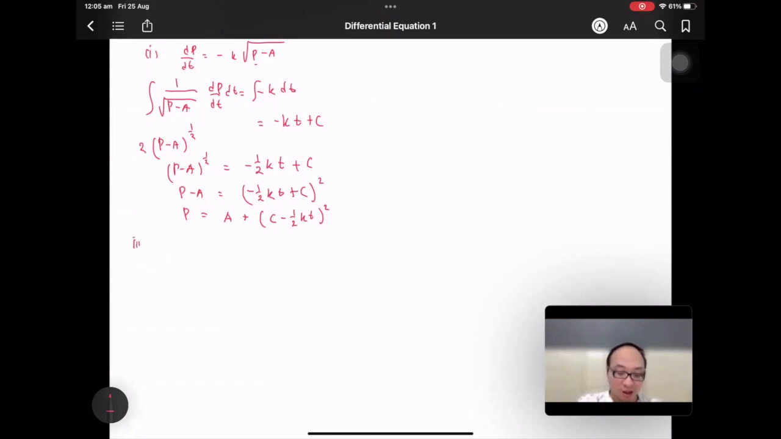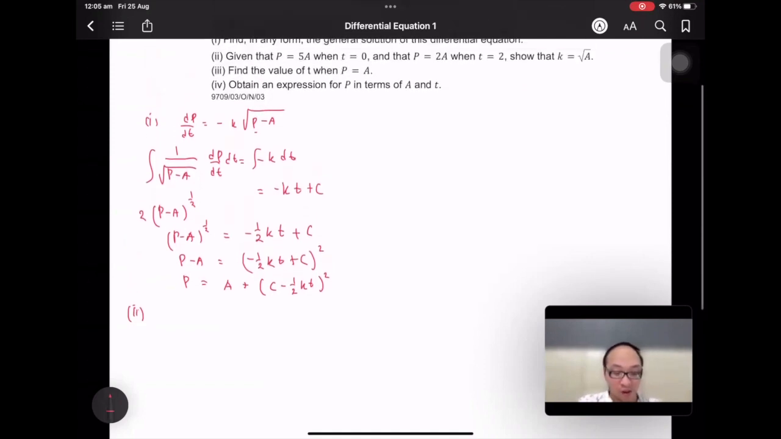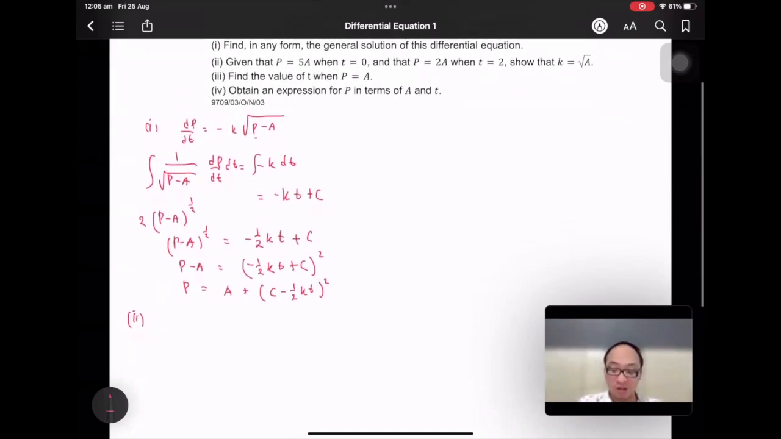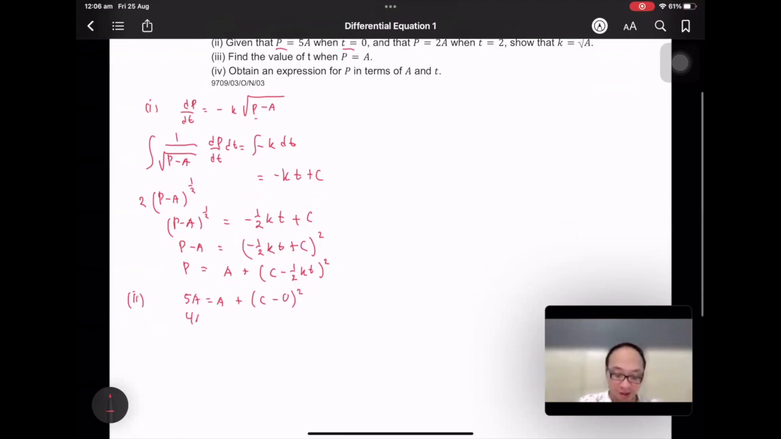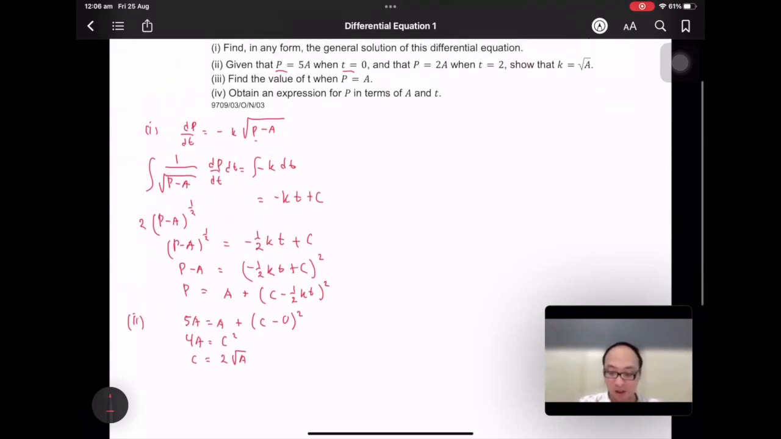For part 2, we can put the value P equals 5A when t equals 0. So 5A equals A plus (c minus 0) squared. That means 4A equals c squared. So c equals 2 square root of A. This is c. And then P equals 2A when t equals 2.